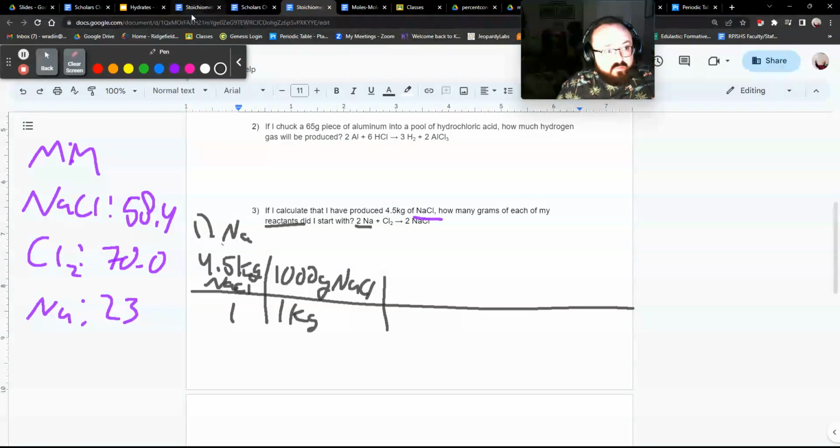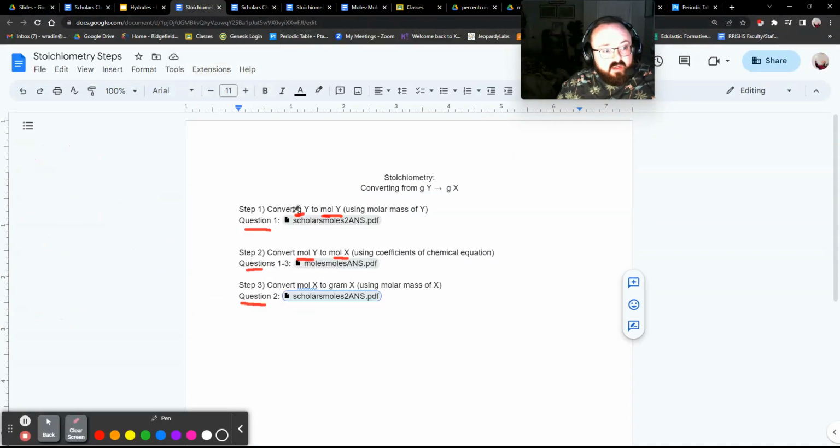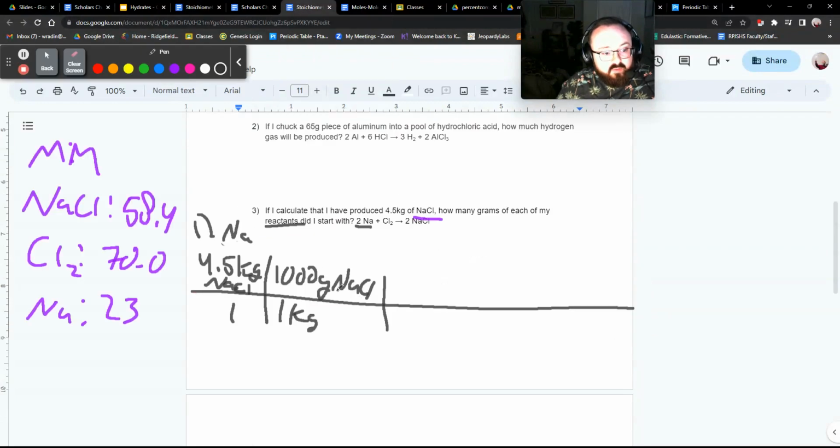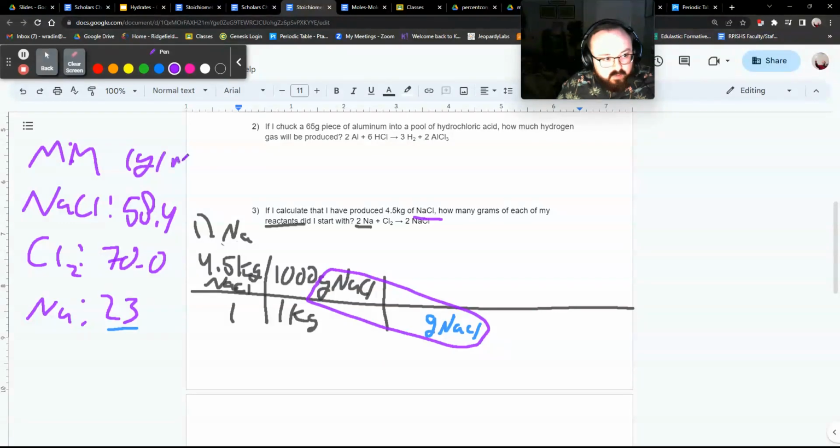All right. My first step here, convert grams of Y to moles of Y. Well, what am I going to do here? I need grams of NaCl, and here I'm going to start color coding this. So I need grams of NaCl. There's my box. I'm going to find 23, and these are all in grams per mole. They're always going to be in grams per mole. So my 23 is glued to the grams for 1 mole.